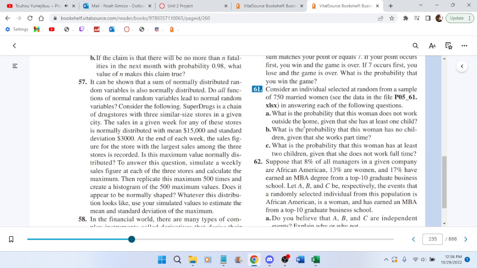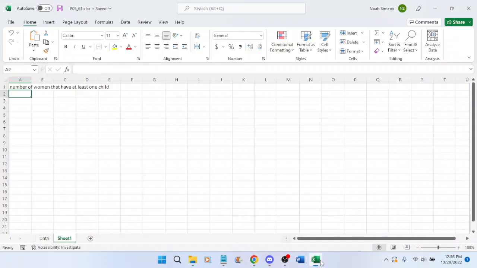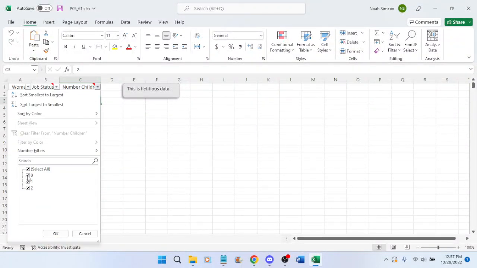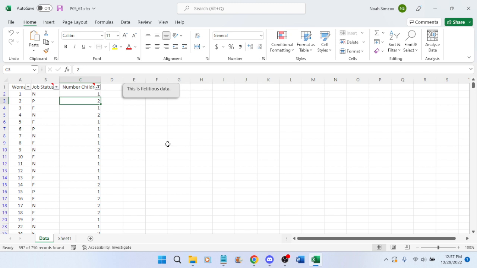But anyways, basically, what's the number of women that have at least one child? Let's see. Well, filter by number of children. At least one is either 1 or 2. So filter. Wait, I might have to select something here. Sort. So custom. So filter and so select at least one. At least one. That means you deselect the 0. So now we have a certain amount of results.